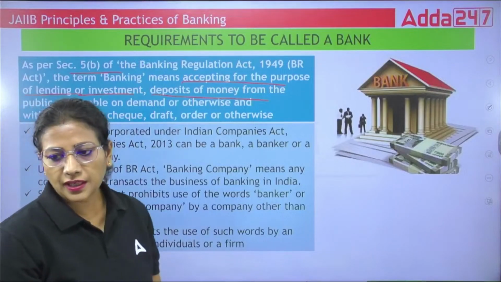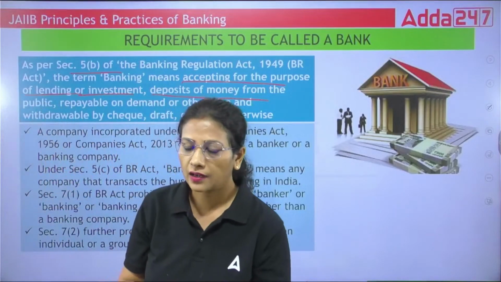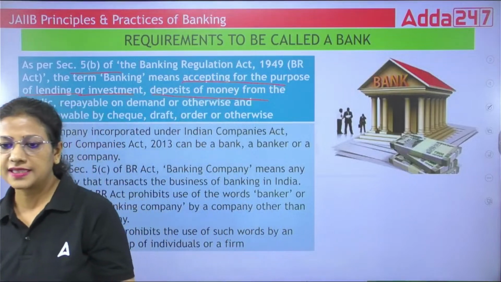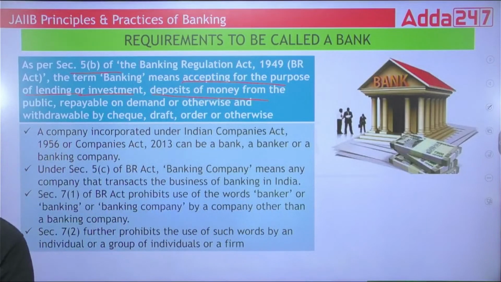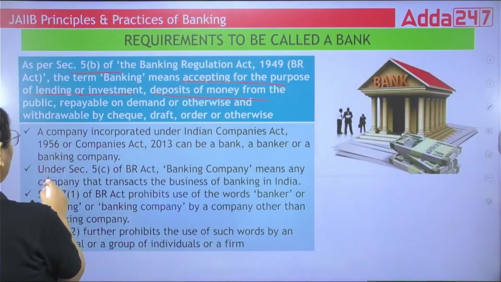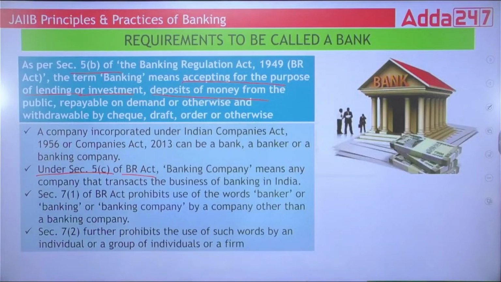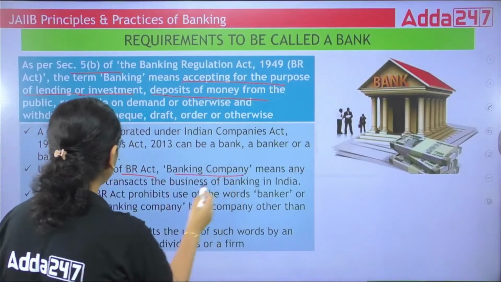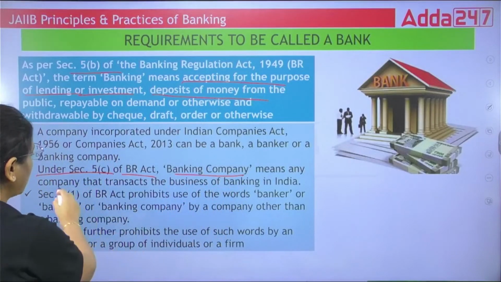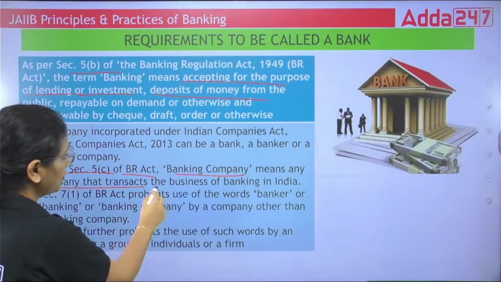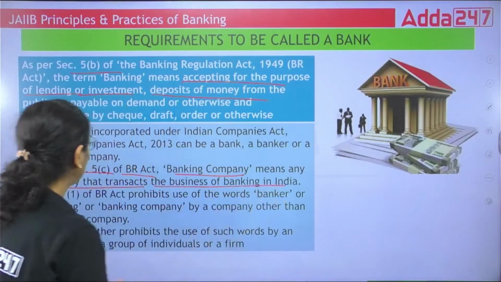Second, a company incorporated under the Indian Companies Act 1956 or the Companies Act 2013 can be a bank, a banker, or a banking company. Under Section 5C of the Banking Regulation Act, banking company means any company that transacts the business of banking in India.